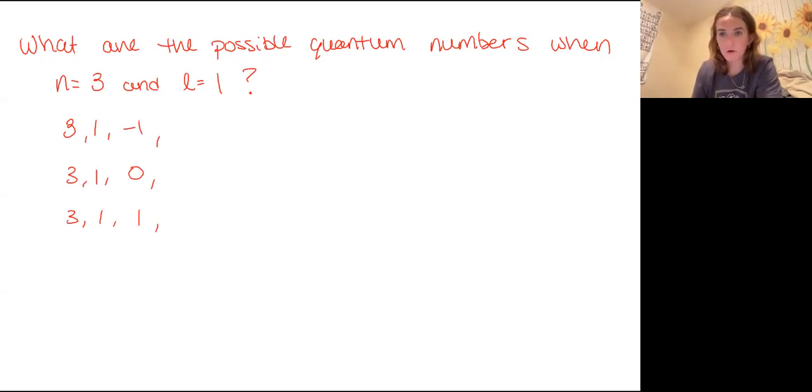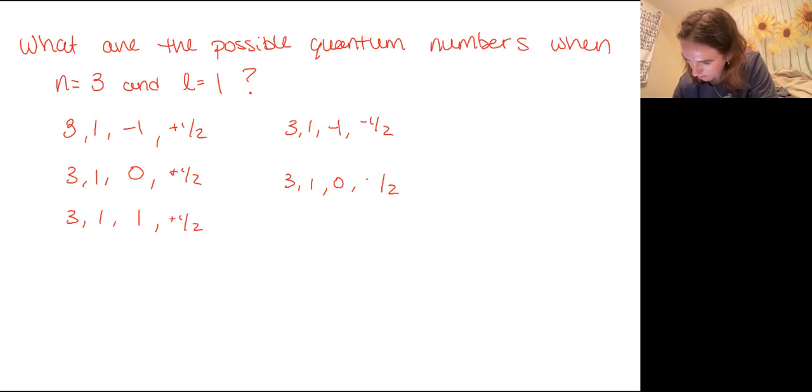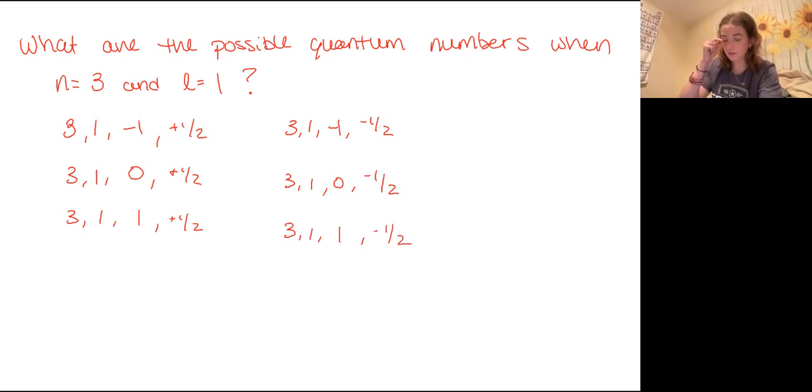Okay, so if we have negative 1, 0, or 1, what's the next number that can go to finish off our quantum number? Good, so we can have plus 1/2 or minus 1/2. If all of these get plus 1/2, then we can also write 3, 1, negative 1, minus 1/2, 3, 1, 0, minus 1/2, and then 3, 1, 1, minus 1/2. Okay, so there's 6 total electrons possible when l is equal to 1.